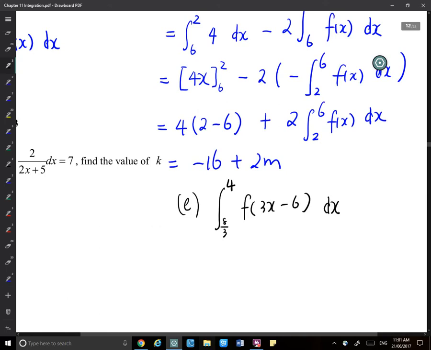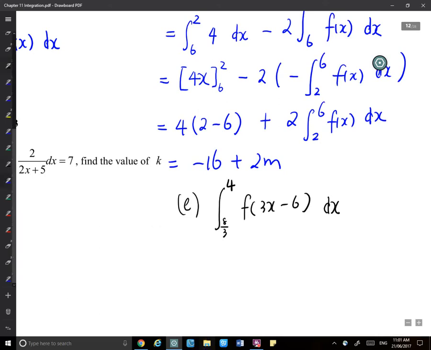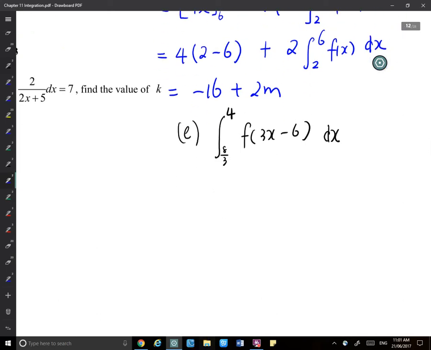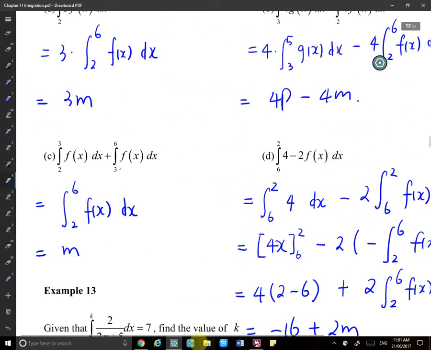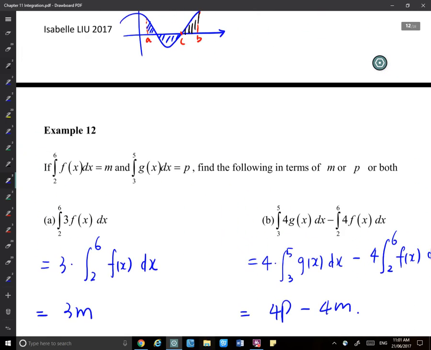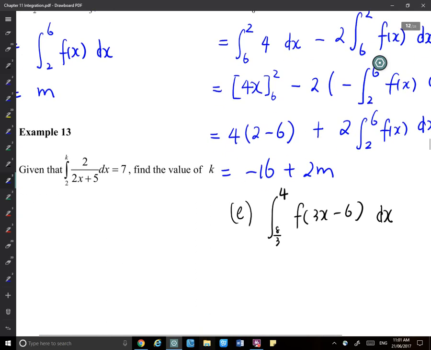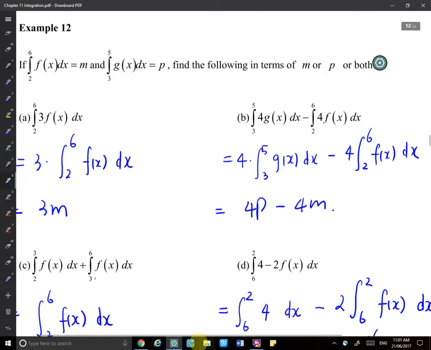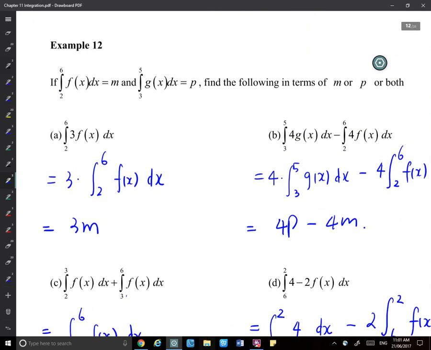This is a hard question, but Vika really likes to put this kind of question in the multiple choice or short answer. So 3x minus 6. This f is still the same f as in this one. And then the terminals have been changed as well. It's not 2 to 6. Well, it must be changed. If it's not changing, that's wrong.